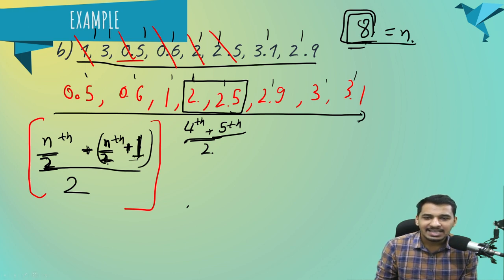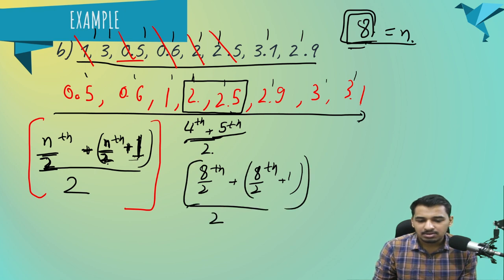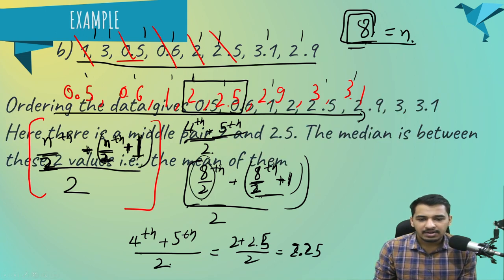So here, since n is 8, it will be 8 by 2 term plus 8 by 2 plus 1 term, and this divided by 2. So it is fourth term plus fifth term divided by 2. So this is again 2 plus 2.5 by 2, 2.25. This is how you will get it. I hope this is clear. So this is the fifth term, and this is the fourth term, 8 by 2. Okay, this is how you will have to find the median.